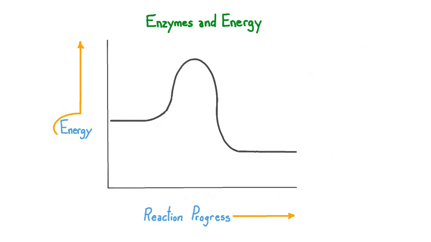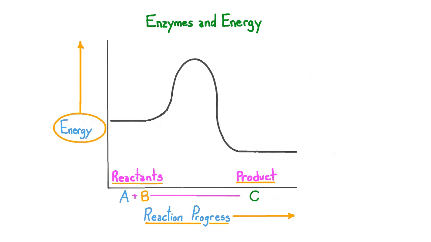Let's start by taking a look at energy. And this graph will help us make sense of what's happening to the amount of energy during a chemical reaction with or without an enzyme. Okay, so energy is represented on the y-axis. The x-axis represents the progress of the reaction as time goes by. So we start with the reactant or reactants on the left, and the product or products on the right. In our example, we have two reactants, A and B, and one product, C.